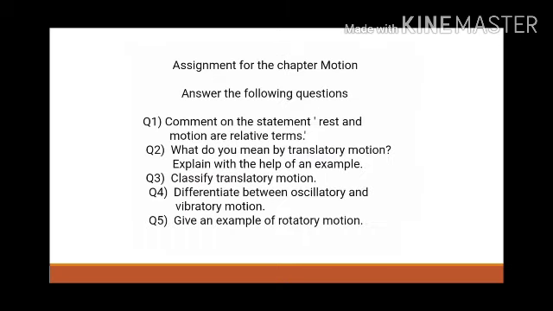Now this brings me to the end of my presentation today. In this session we discussed how important motion is in our life and all the types of motion. You can see there are some questions on the screen. You may use the content explained to you in this video to write the answers in your subject notebook, that means your physics notebook. And I hope that this session has been informative.